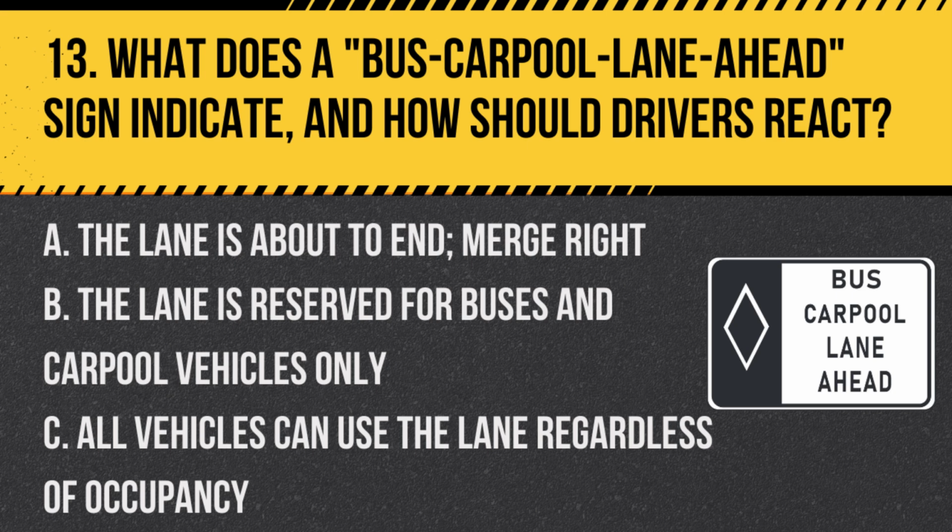A. The lane is about to end. Merge right. B. The lane is reserved for buses and carpool vehicles only. C. All vehicles can use the lane regardless of occupancy. Answer B. The lane is reserved for buses and carpool vehicles only. A bus carpool lane ahead sign indicates that the upcoming lane is reserved for buses and vehicles with multiple occupants.